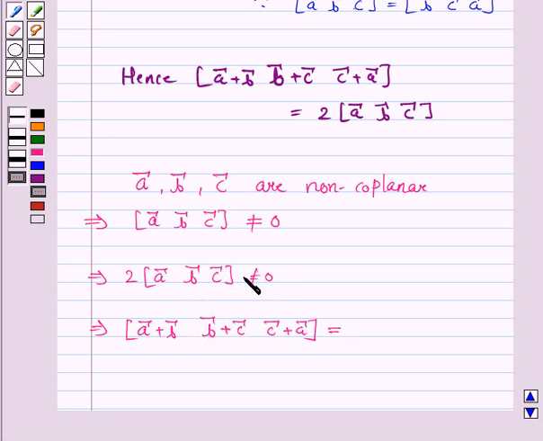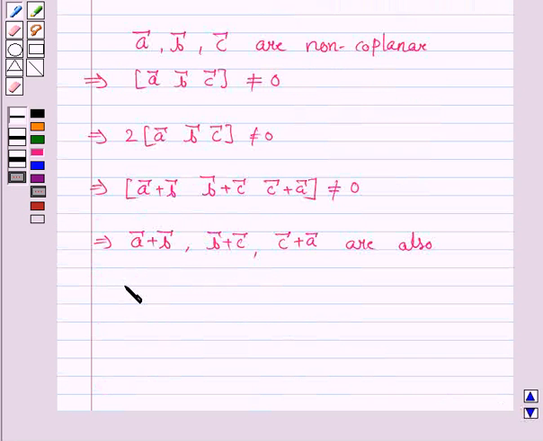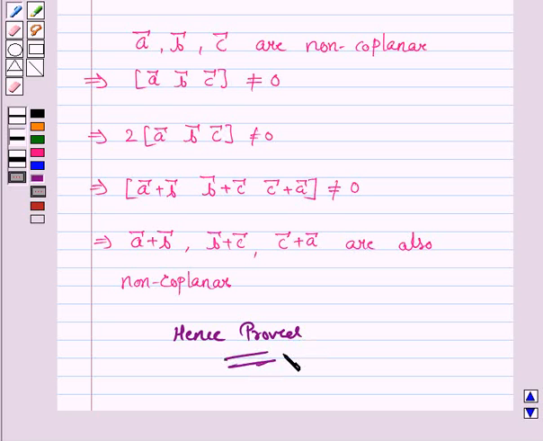And since this is non-zero, this is also non-zero. So this implies vector A plus vector B, vector B plus vector C, vector C plus vector A are also non-coplanar. Hence proved. So this completes the question and the session.